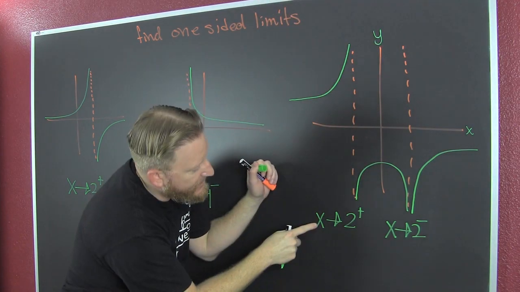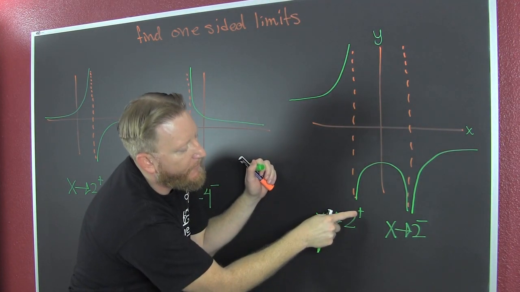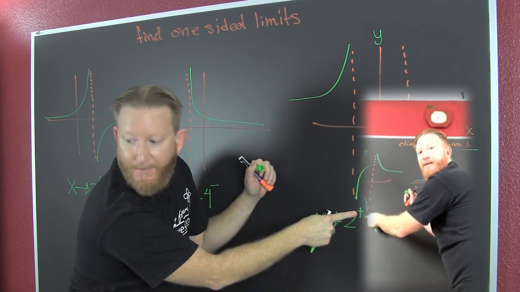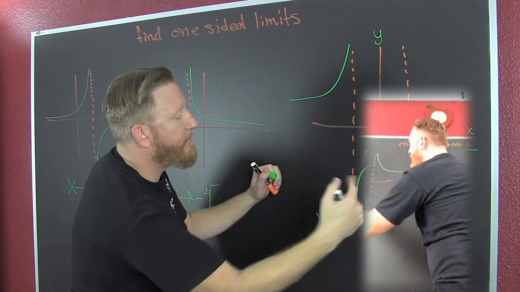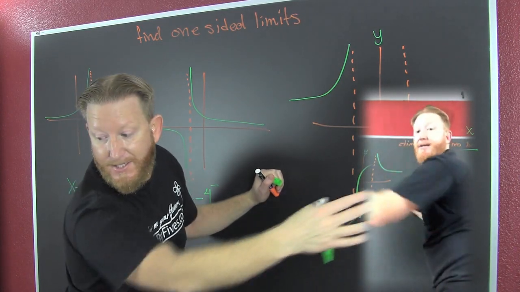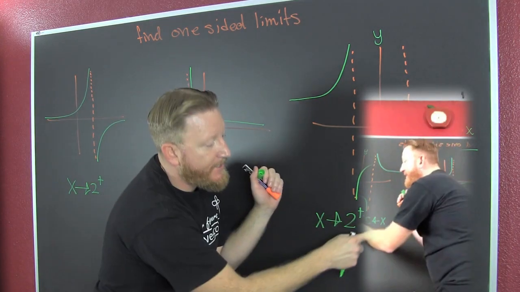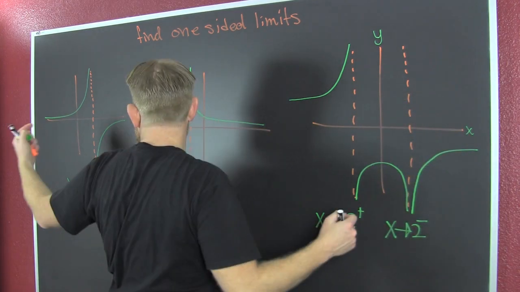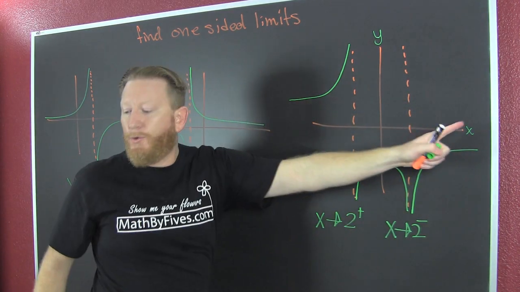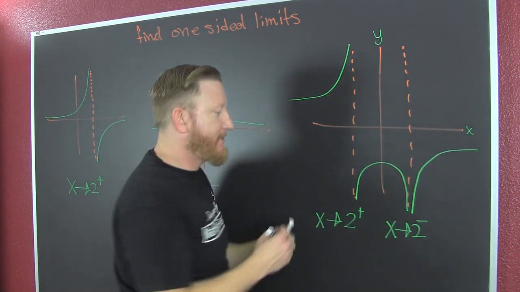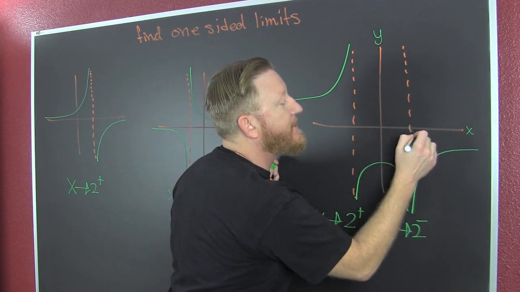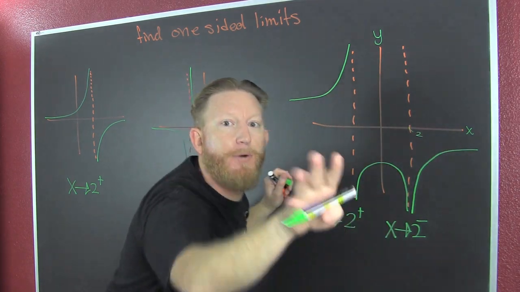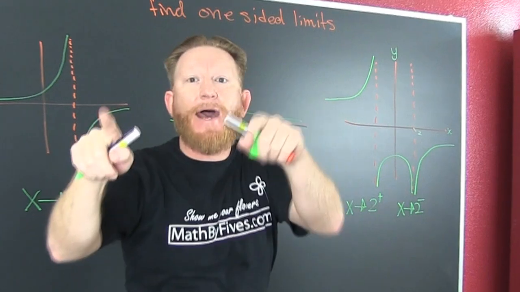All right. So this says as x goes to 2 from the right. See that plus sign right there? That means from the right, from the positive x's. Then, this says as x goes to 2 from the left, from the negative x's. I'm just assuming that that's going to be 2, but we'll come back to that.